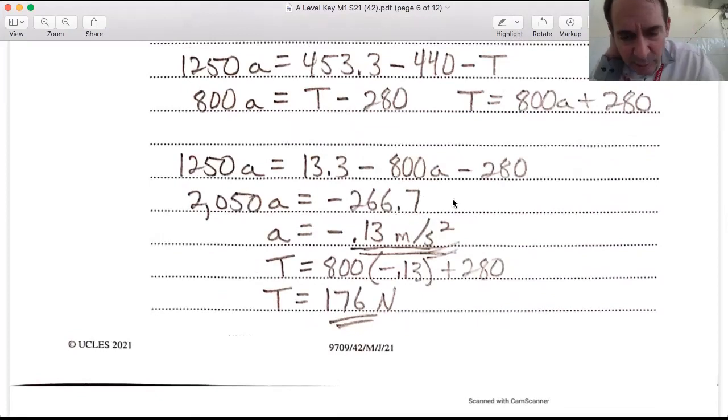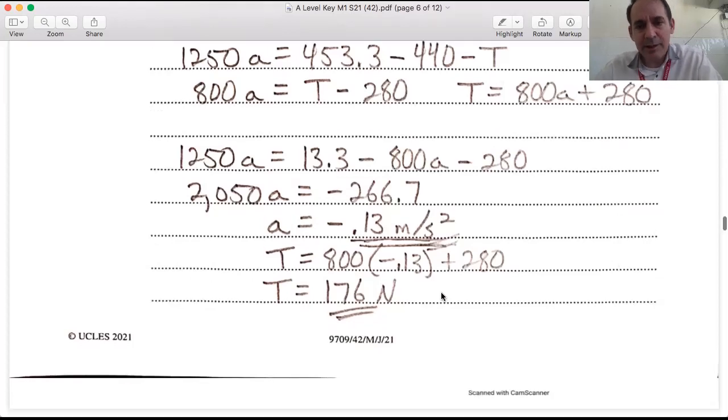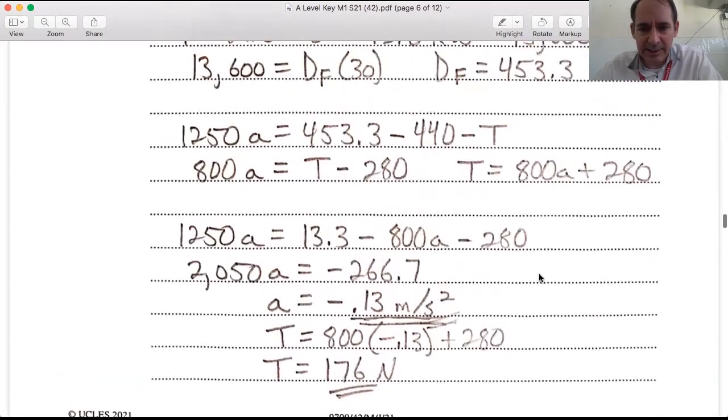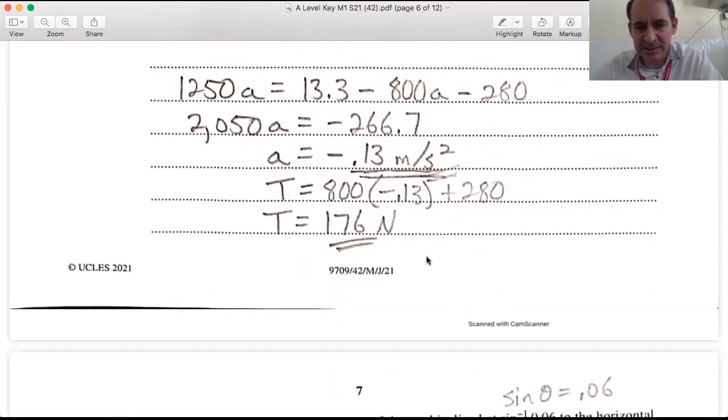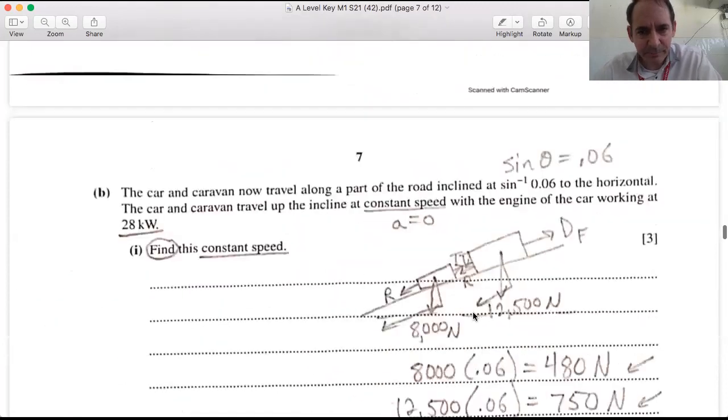That's because we're dealing with deceleration, not acceleration. So it means we're slowing down, not speeding up. So our acceleration is a negative 0.13 meters per second squared, or you could call it decelerating at 0.13 meters per second squared. Plug that into our tension equation that we got here, and your tension is 176 newtons.